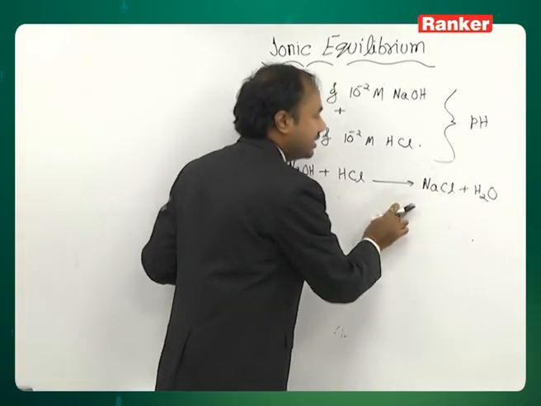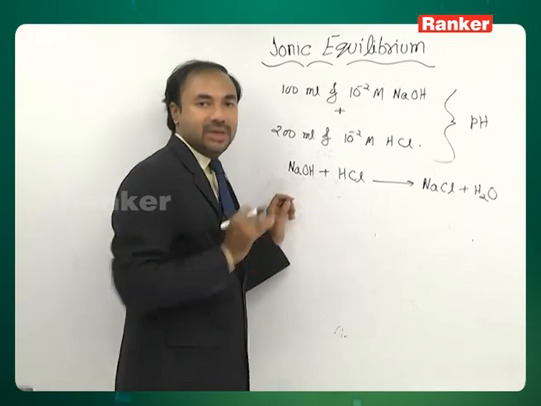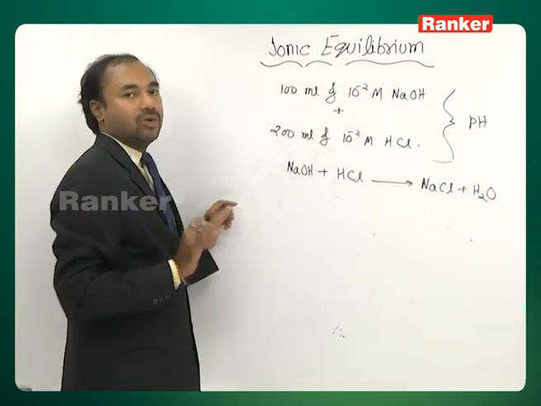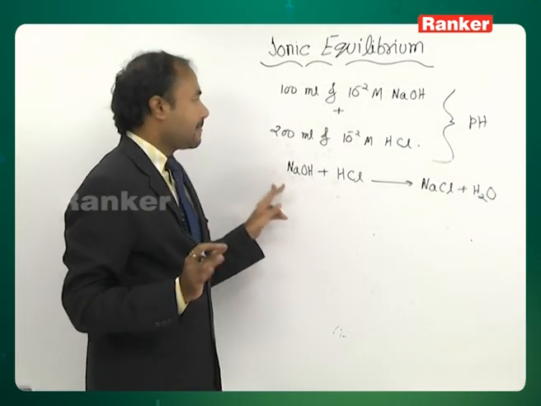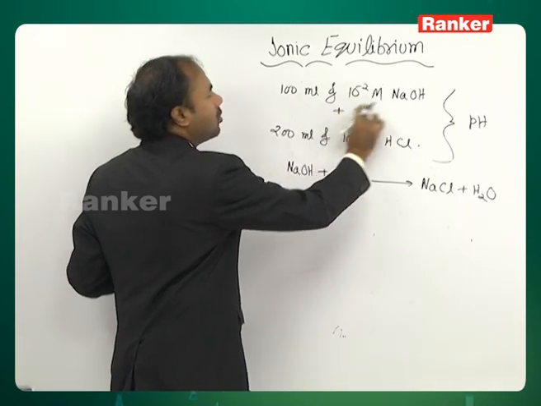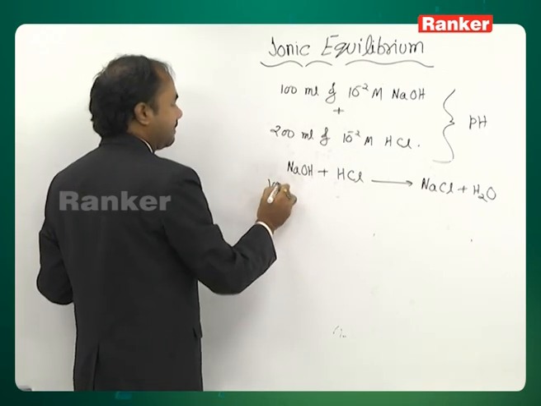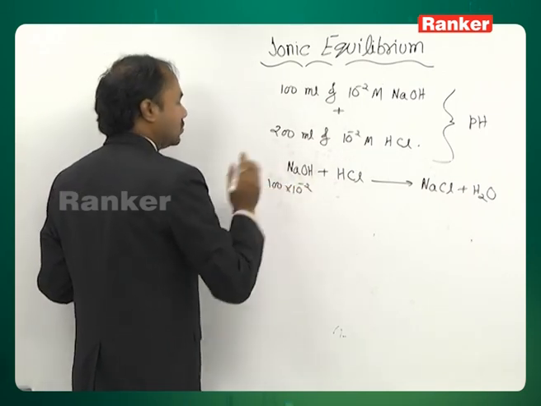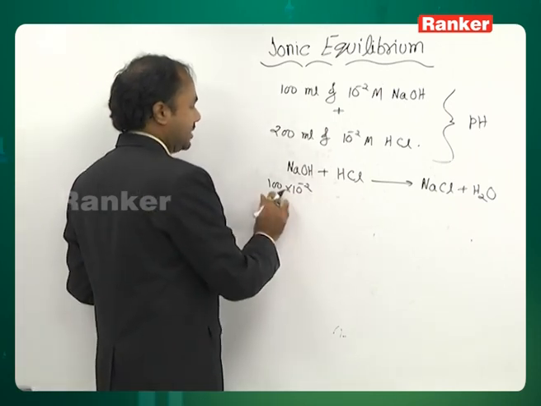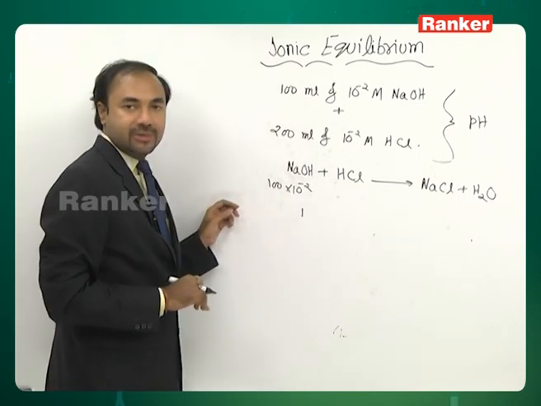NaCl, you know it very well, is a neutral salt. So this will not have any effect on the pH. This is water, obviously behaving as a solvent also. So again no effect on the pH of the solution. Let us see now what happens. 100 ml of 10 to the power minus 2 molar NaOH we have got. So millimoles of NaOH we will have 100 into 10 to the power minus 2. Means it comes out to be 1 millimole of NaOH.